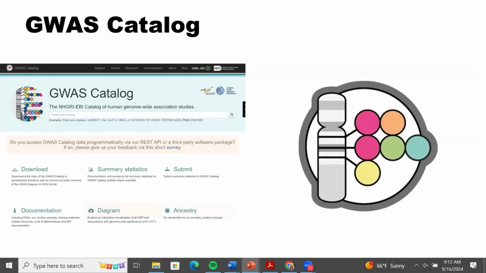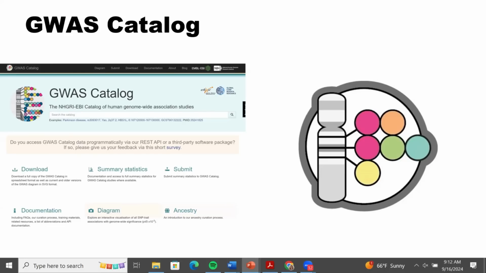The GWAS Catalog complements this activity so beautifully, and they've set the tone for the entire field of human genetics, in my opinion. They are a repository for this. They're the place where you put the data. And back in 2020, I think I got that right, Laura, they said, hey, GWAS data are all over the place. We want to develop standards.